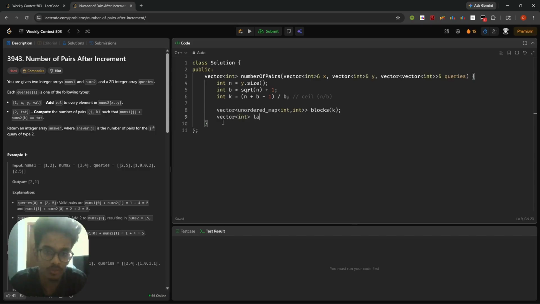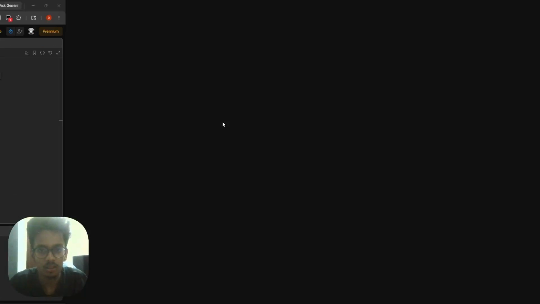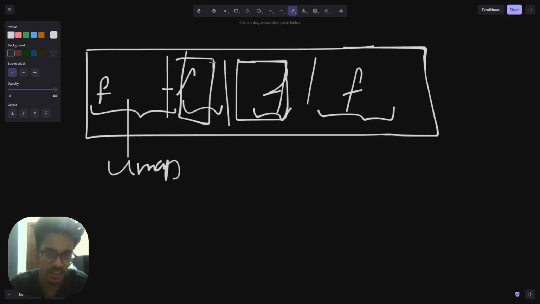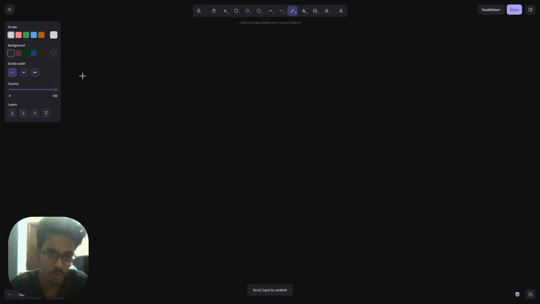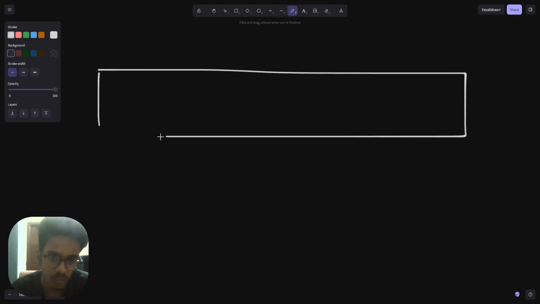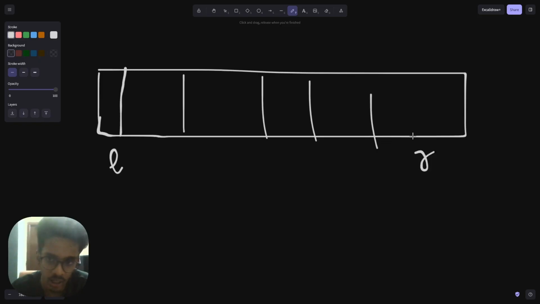So what we'll be doing is we'll be storing a lazy array, which would store the aggregates of these particular blocks. What do I mean? In simple terms, let's say one query asks you to update from L to R. L starts from somewhere here, R ends somewhere here. So this is a partial thing.